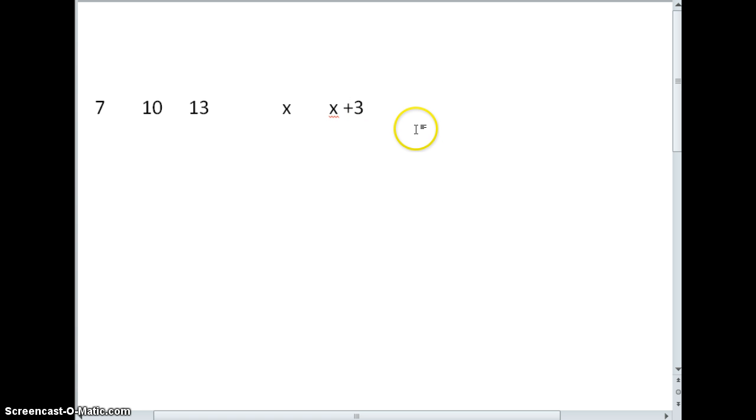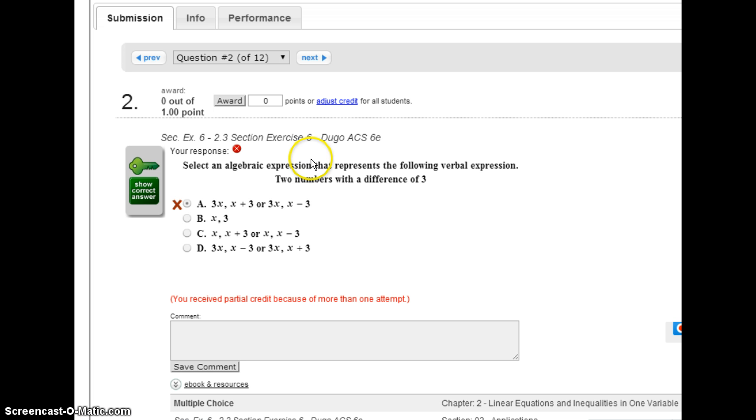Or you get a difference of 3 if you go down. So again, start with x, and you could go down by 3. So these two numbers would have a difference of 3 as well, like 10 and going down 3 to 7. And so that was C here, either x and x plus 3 or x and x minus 3. Either one of those pairs has a difference of 3.